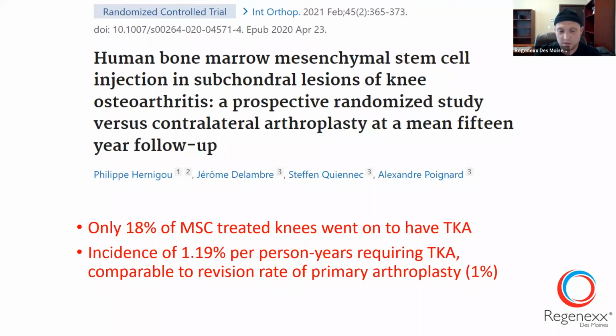And so this is person year, so per individual per year, there's essentially a 1% risk of that patient needing to go on and getting a knee replacement. But if you've had a knee replacement, there's about a 1% risk per year that you'll need a revision surgery. And so it was basically identical in the study. And this is huge data.